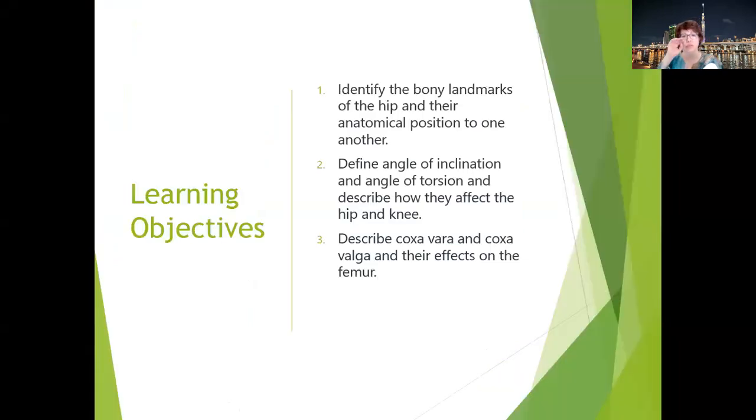we are going to have the learning objectives of identifying the bony landmarks of the hip and their anatomical position to one another. So if I hand you a disarticulated pelvis, you should be able to identify all of the bony landmarks on it. If I hand you a lab partner, you should be able to palpate all the palpable bony landmarks on there. You'll do that in lab. In the Canvas module, there is a separate set of learning objectives for the lab, and really it's very hands-on. You're going to learn to palpate all these structures.